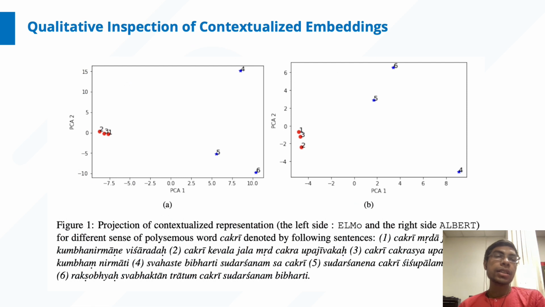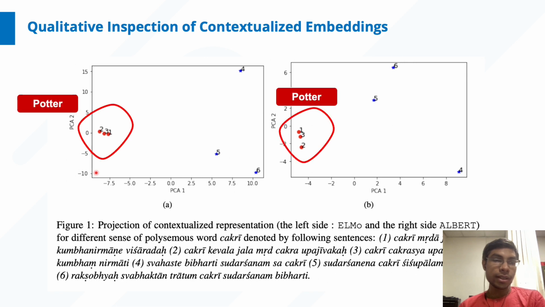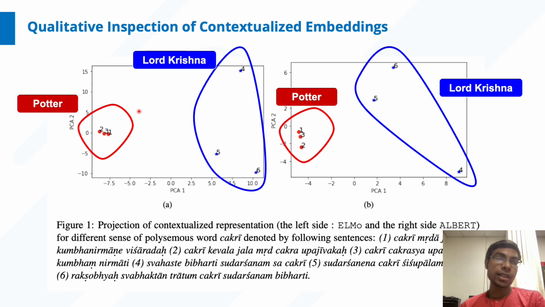In this section, we perform qualitative inspection of contextualized embeddings. We take the word Chakri in 6 different contexts, which fall into 2 categories. When we obtain its vector representation in 2 dimensions using PCA, we find that there are 2 clusters that we can observe. The contexts which direct towards the potter are clustered together, and the contexts which direct toward Lord Krishna are clustered together.